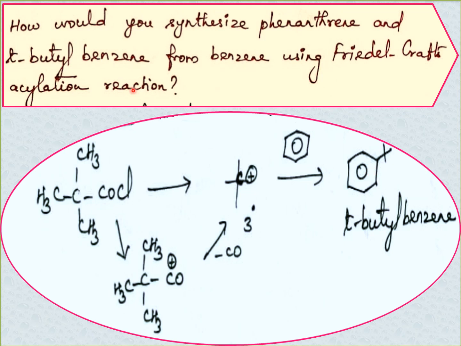Okay, so we have to introduce an alkyl group. This tertiary butyl group is an alkyl group, but when we take tertiary butyl halide instead of this acyl halide, it gives polyalkylation. To overcome that polyalkylation, this tertiary acyl halide is used, and later on it provides the acylium ion, and on further elimination of CO, it provides the tertiary carbocation. Immediately it reacts with the benzene ring to produce tertiary butyl benzene as our product.